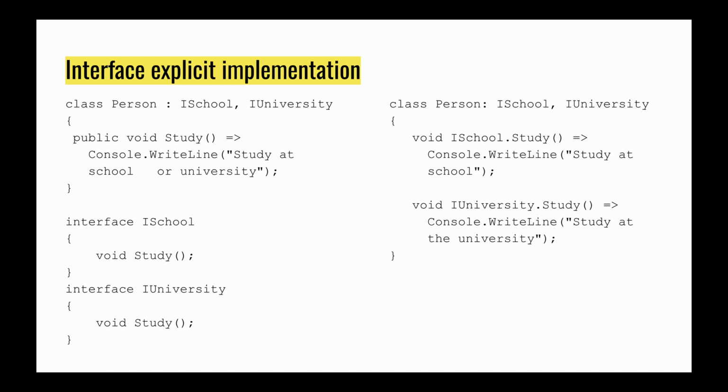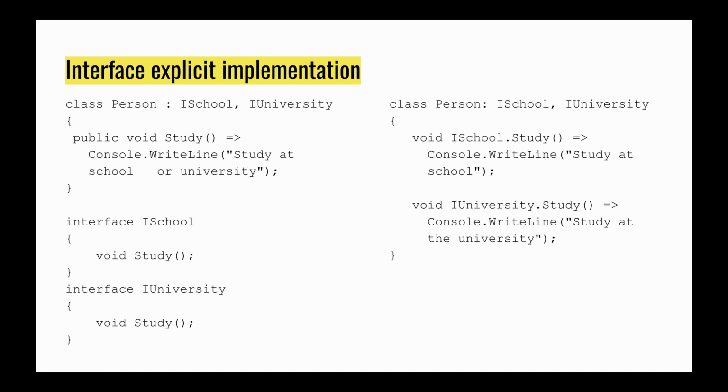In an explicit implementation, the name of the method or property is specified along with the name of the interface. In what situation might you really need an explicit implementation of an interface? For example, when a class implements multiple interfaces, but they have the same method with the same return result and the same set of parameters.